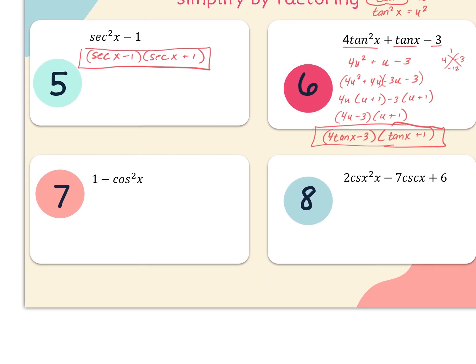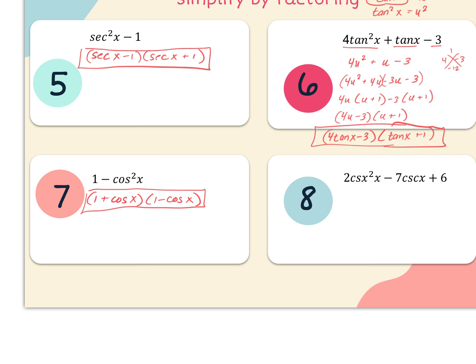Again, I come to this next one. They want me to factor it. So when I look at this, I know that this is 1 plus cosine of x times 1 minus cosine of x. And so that's fully factored. Now, they told me to simplify by factoring, and that's what I did. This could be simplified another way.